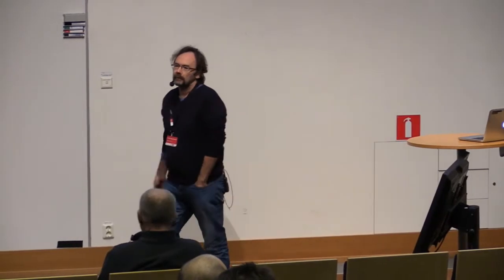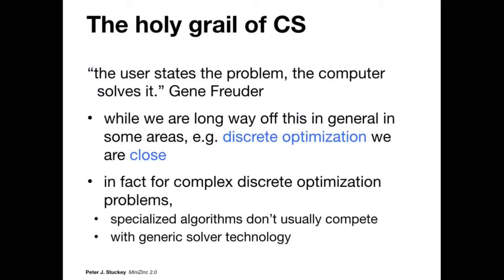The kind of holy grail of computer science, if you want, is that you would just state the problem and then the computer would solve it for you. This is a kind of good old-fashioned AI, where you'd say to your house, I'm hungry, and food would magically appear in front of you. And so maybe we're moving towards that, right?